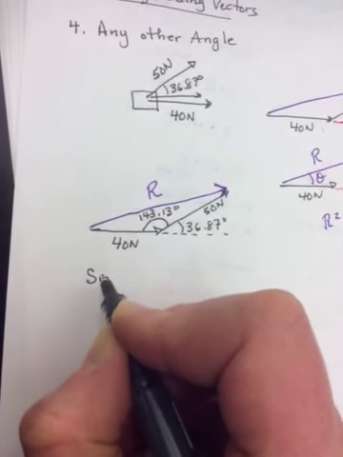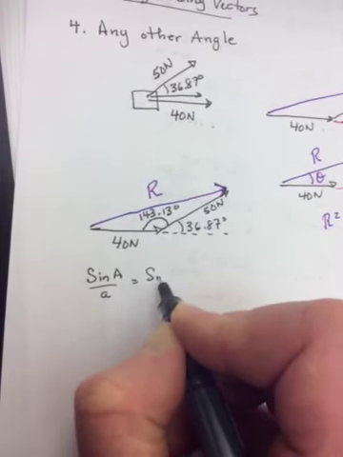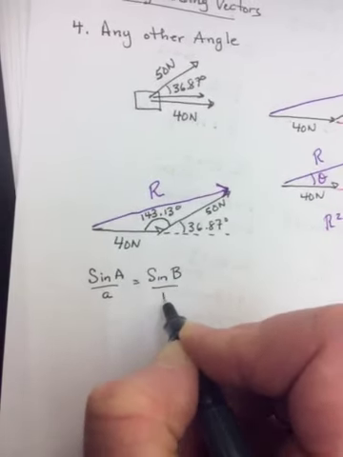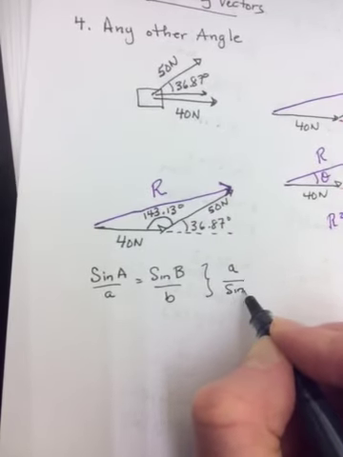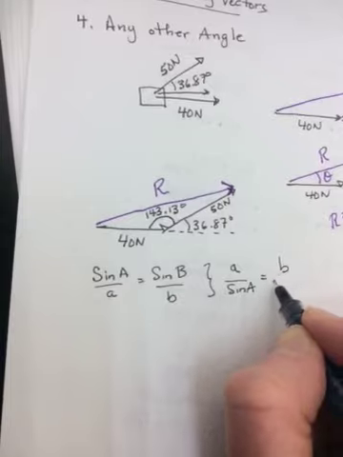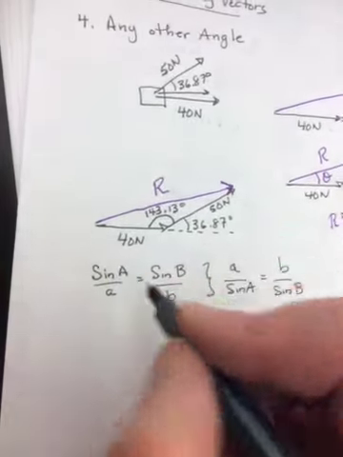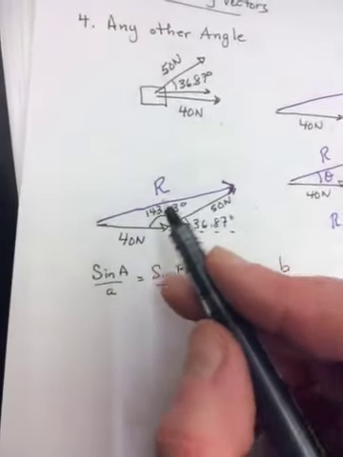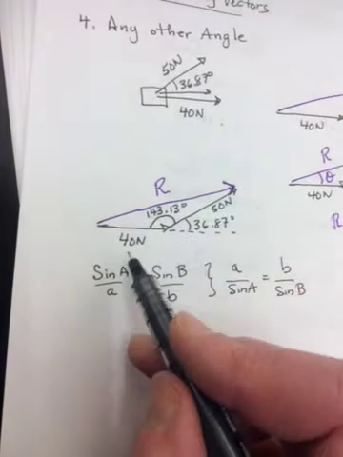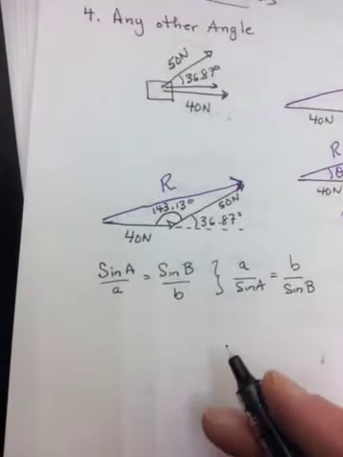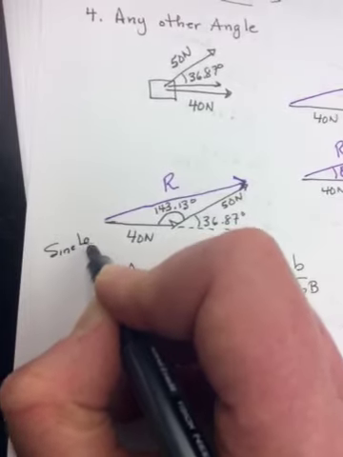Sine law is either sine A over a equals sine B over b, or you could write it as a over sine A is equal to b over sine B. Which way, what you put on top, for me usually depends on what I'm solving for. If I'm solving for a side, I put the a on top. If I'm solving for the angle, I put the sine A on top. So that's the sine law. It's the easy one to remember.